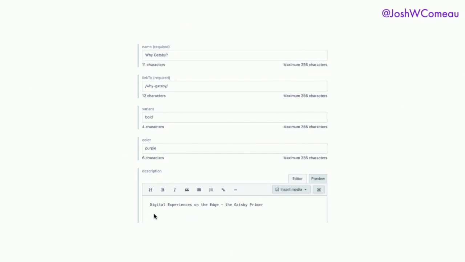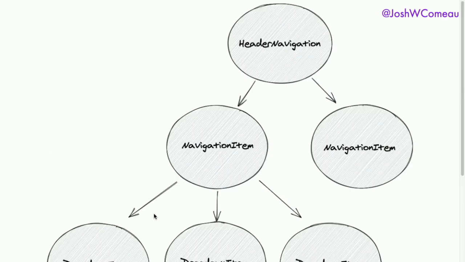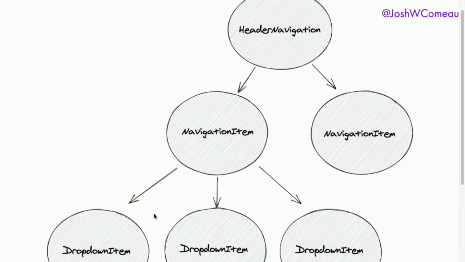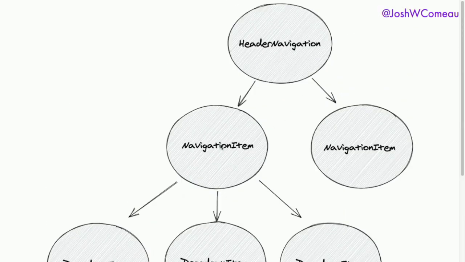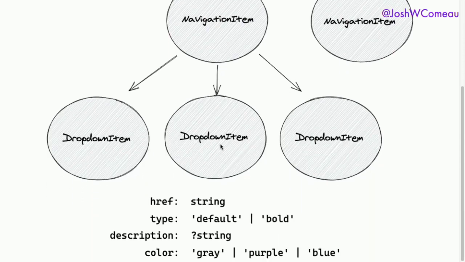And it means that content creators can really fine-tune elements that we wouldn't normally think of as living in a CMS. So if I just model this out a little bit, I have my header navigation, which has navigation items, which themselves have drop-down items. And then we have this set of props.